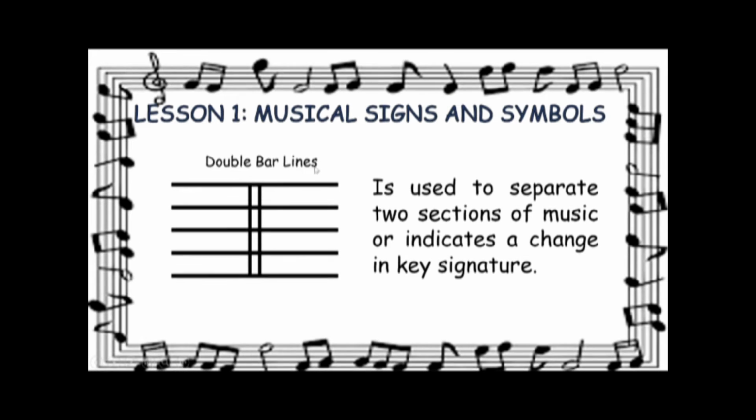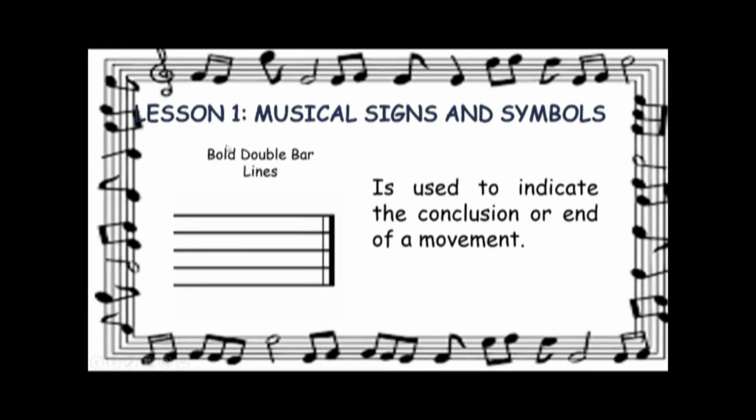Okay, next is double bar lines. It's used to separate two sections of music or indicates a change in key signature. So, it indicates the change of key signature from this one to this one. Okay? Remember this, double bar lines.